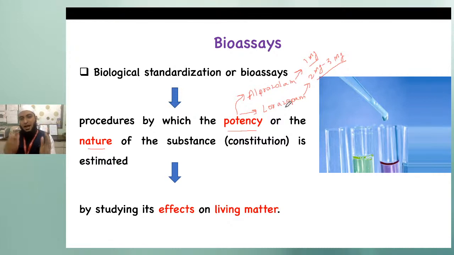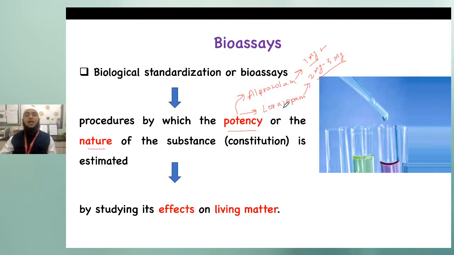Now try to understand what we mean by potency by taking these two examples. Alprazolam needs a dose of just 1 milligram to induce sleep. In the case of lorazepam, to induce sleep you need a slightly higher dose of 2 to 3 milligrams. So potency is the quantitative term used to indicate the effectiveness of a drug at a particular dose, isn't it? In the case of alprazolam and lorazepam, which one is more potent?